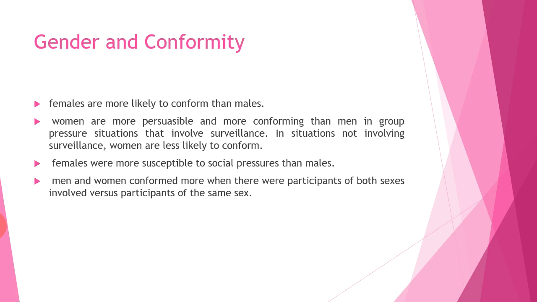Next comes how gender and conformity are connected. We know that females are more likely to conform than males. Women are more persuasible and more conforming than men in group pressure situations that involve surveillance. In situations not involving surveillance, women are less likely to conform. And females are more susceptible to social pressures than males. But in situations where there are both sexes, men and women conform more than the participants of the same sex.